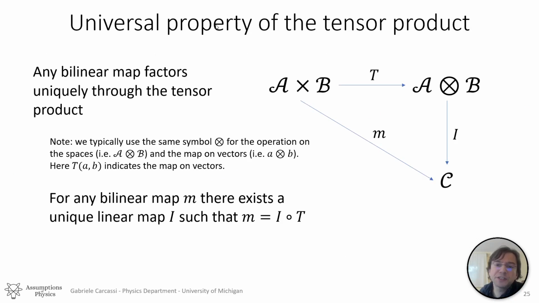And this is the universal property of the tensor product. It's something that characterizes uniquely the tensor product because it's the only thing that has this property. That's why it's called universal property.